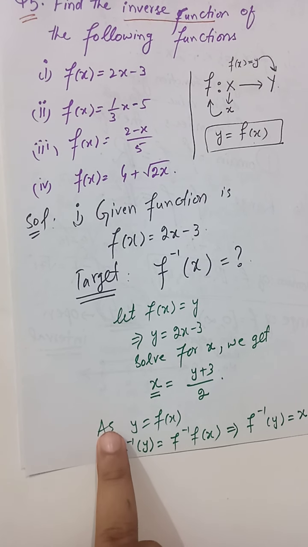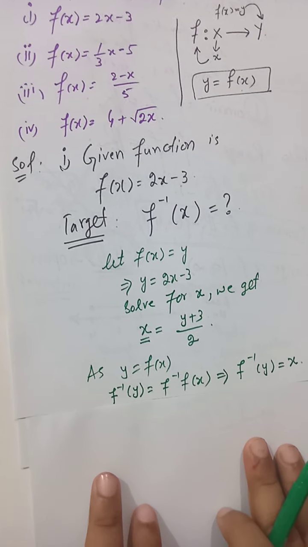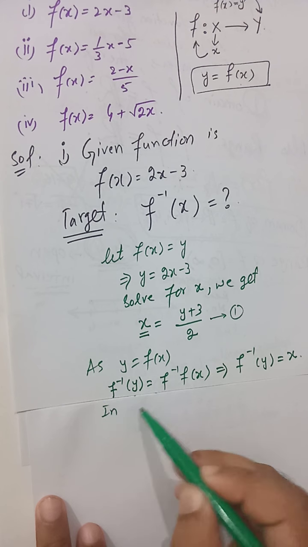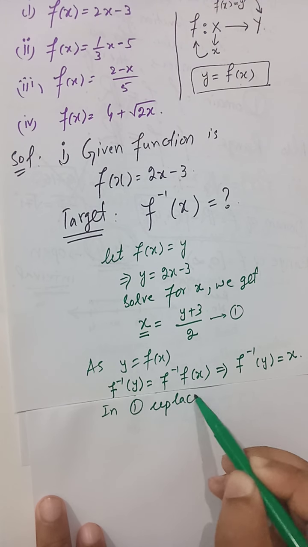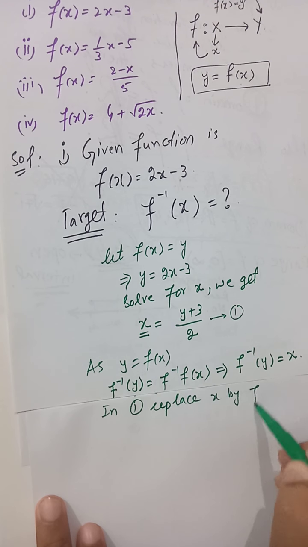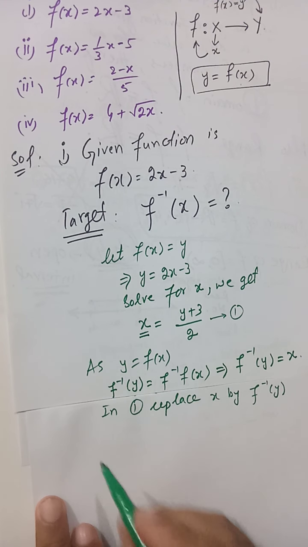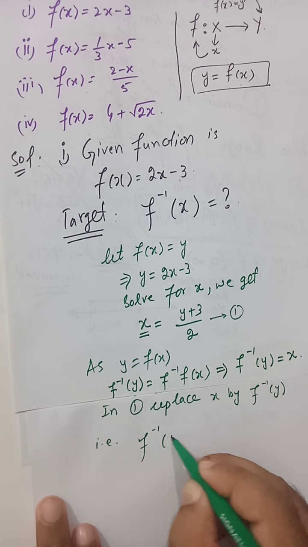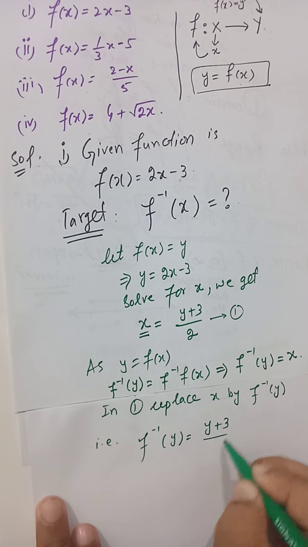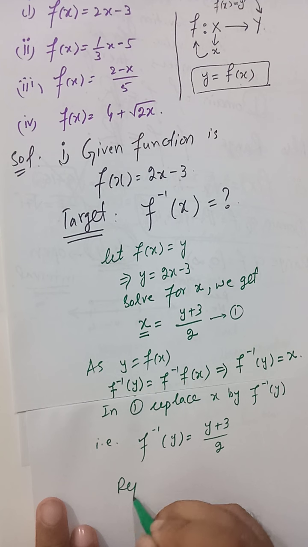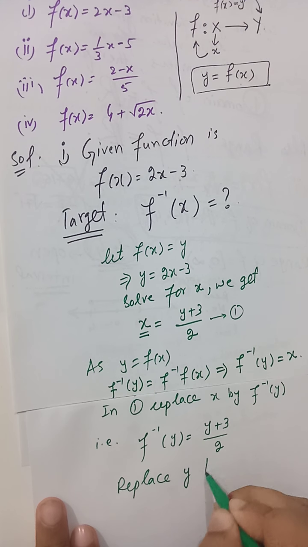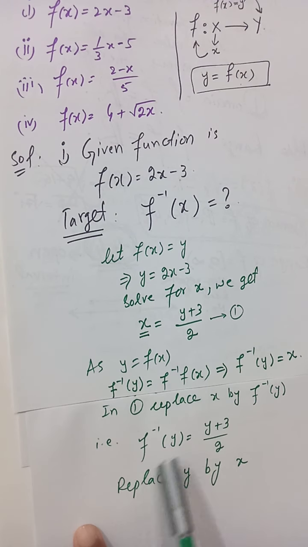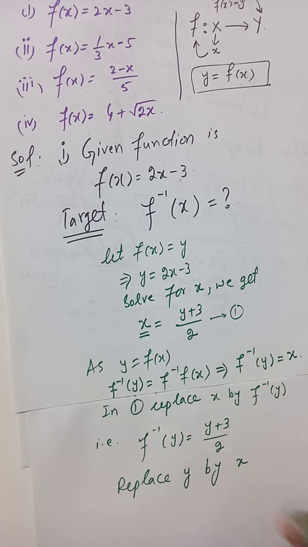Let's say this is equation 1. In 1, replace x by f inverse of y. That is, 1 becomes f inverse of y is equal to y plus 3 divided by 2. Now replace y by x in this equation, because you need to calculate f inverse of x, and this is f inverse of y. So replace y by x.